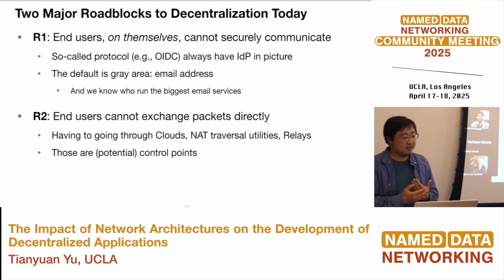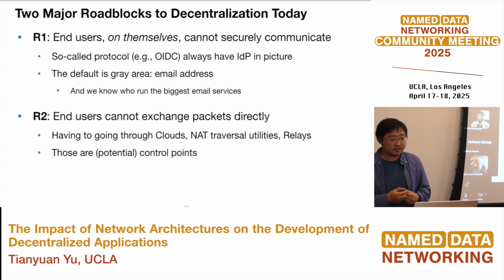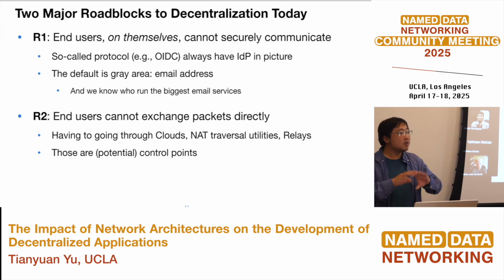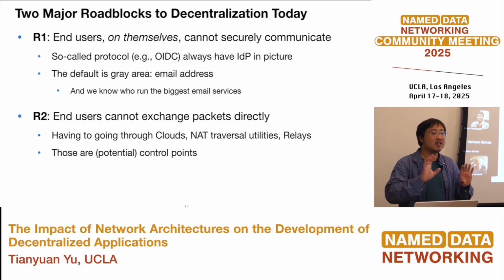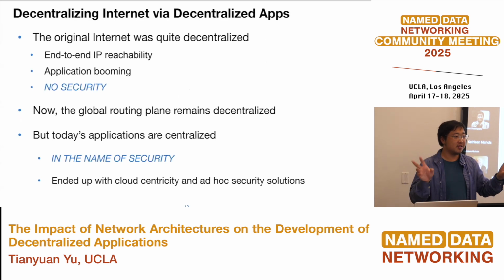Also, when we talk about end users, they cannot directly connect to each other and talk because we have all the middle boxes. We have to deal with those firewalls, and you have to build some relays by yourself. And those middle boxes or intermediaries are the potential control points of a decentralized application that you want to build.